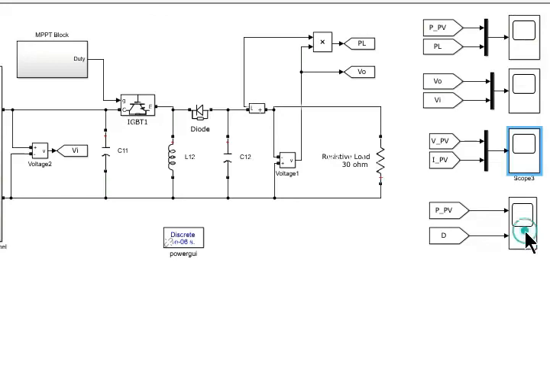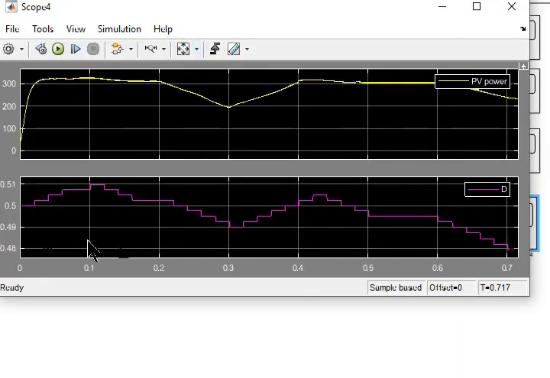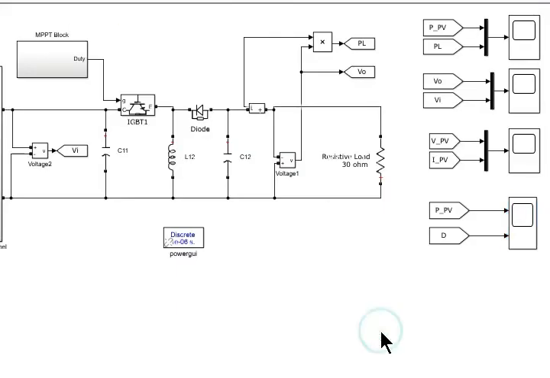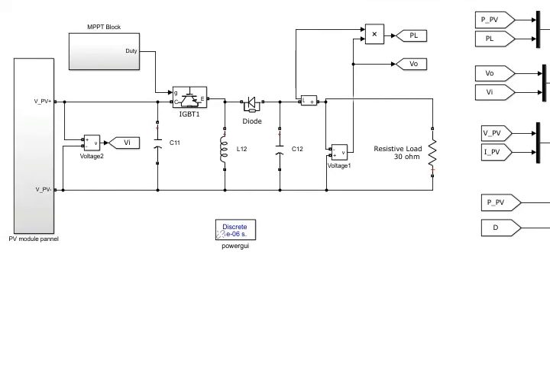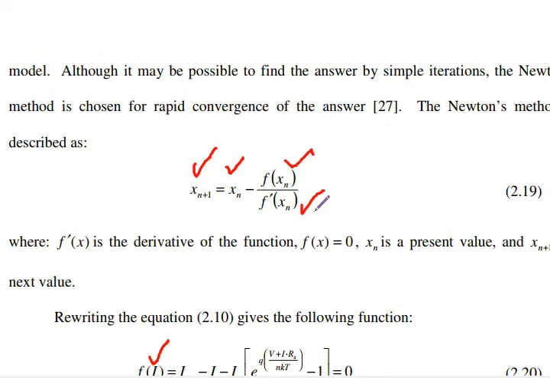The last thing is the plot of the power against the duty cycle. You can see that the duty cycle is being increased or decreased with the passage of time. As the G is increasing, the power is increased or decreased to achieve the maximum power point. So you have seen that this model is performing very well. We have perfectly implemented some research papers.